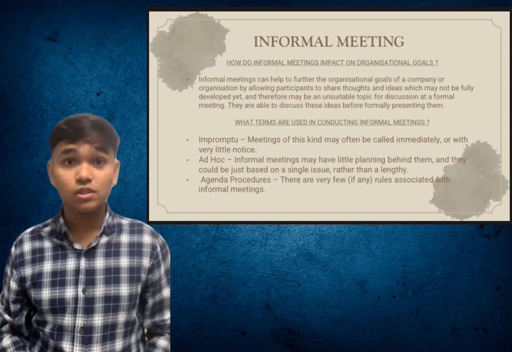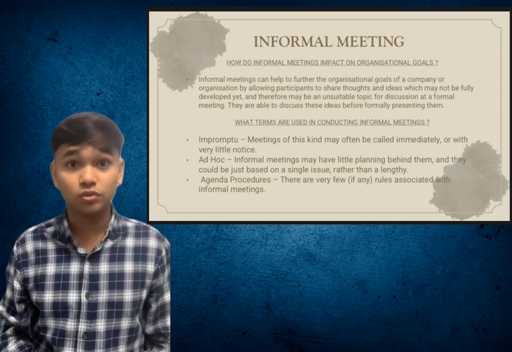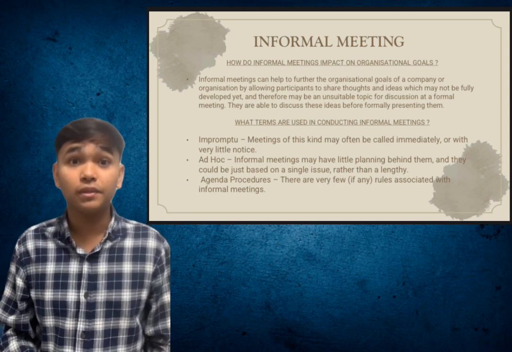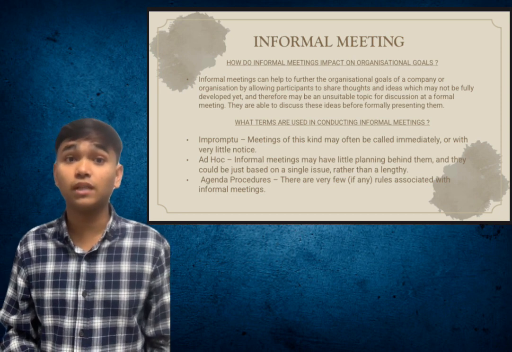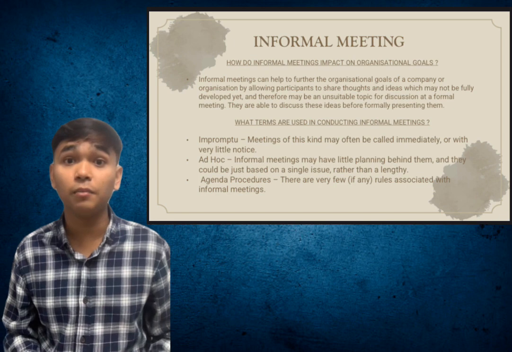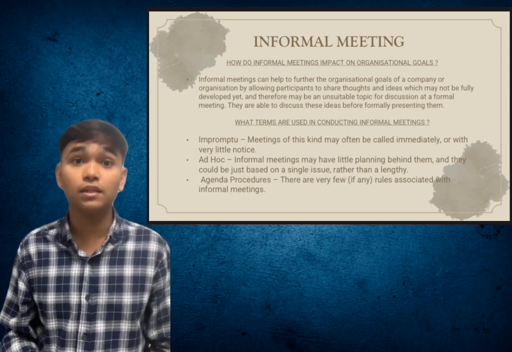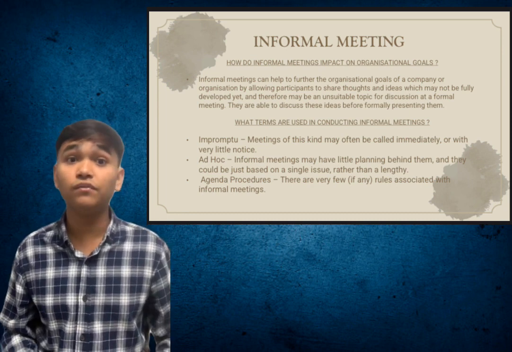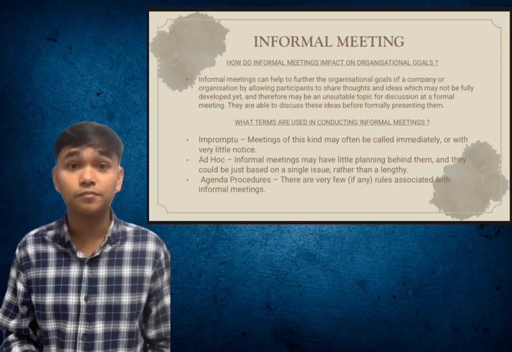What terms are used in conducting informal meetings? The first one is impromptu. Meetings of this kind may often be called immediately or with very little notice. The second one is ad hoc. Informal meetings may have little planning behind them and could be based on a single issue rather than a lengthy agenda. The last one is procedure. There are very few, if any, rules associated with informal meetings.